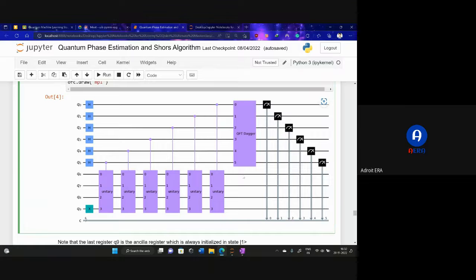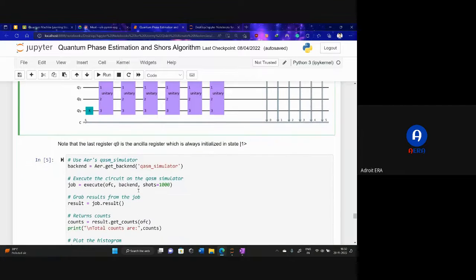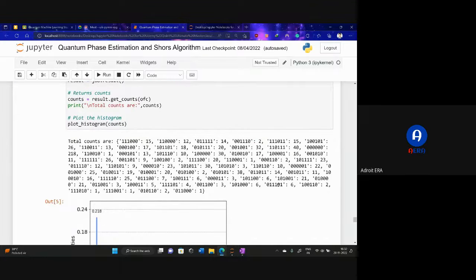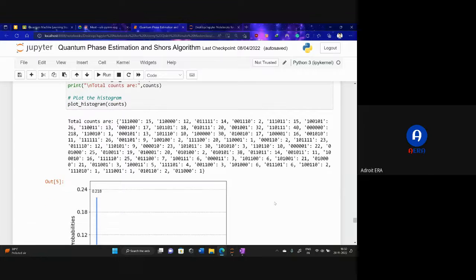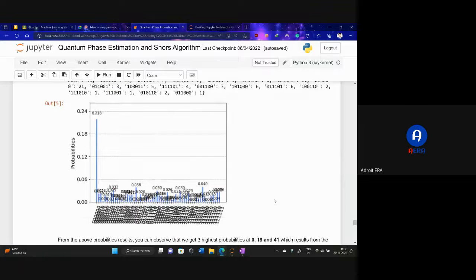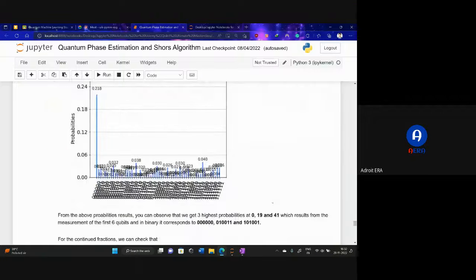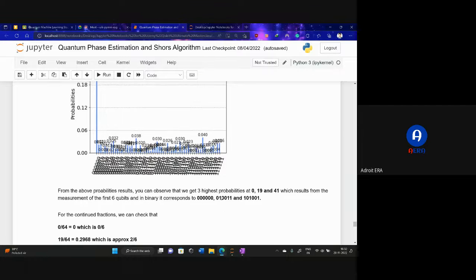I strongly recommend that you try to prove this theoretically with the theory lecture which we have seen. Once that is done, we simulate this result and we get a lot of counts of different values, and we try to take those counts which are maximum. The highest probabilities we see are these numbers, in binary format basically, 0, 19 and 41, that is what we actually get.